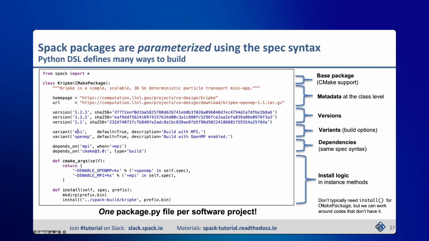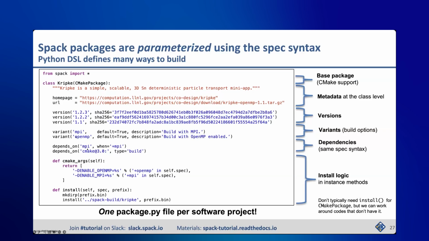There's 2 options for this package, so you can build either with or without MPI or with or without OpenMP. So it's these variants here. They both default to true, so they're on by default, and you can turn them off on the command line using some of the syntax that Alex showed earlier.